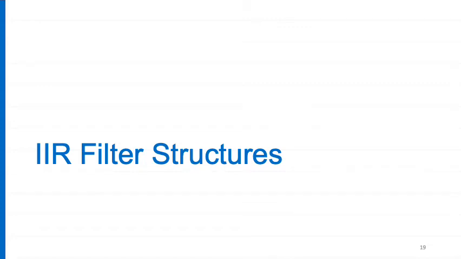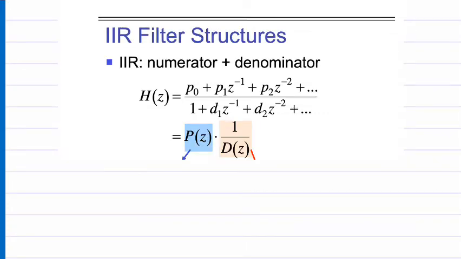Hi, in this video, we are going to discuss IIR filter structures, so infinite impulse response filter structures. Earlier we discussed FIR filter structures, which have only zeros, but IIR filter structures also have poles in them, which means there is a feedback loop in the structure. So what are IIR structures?